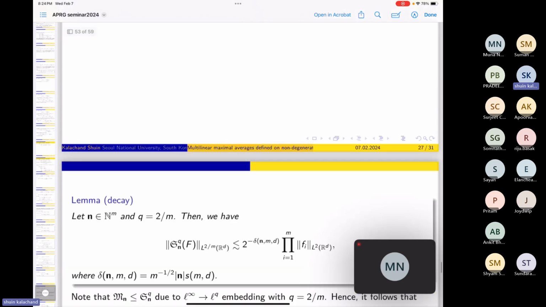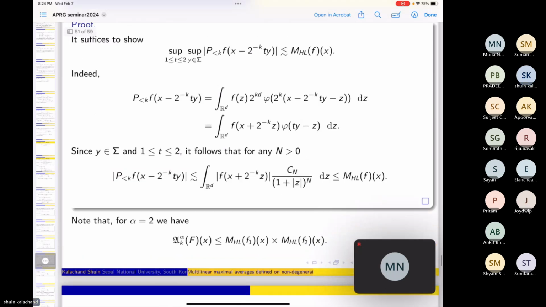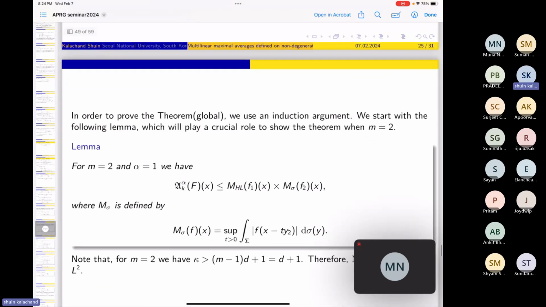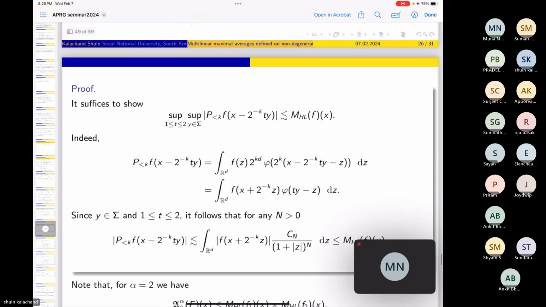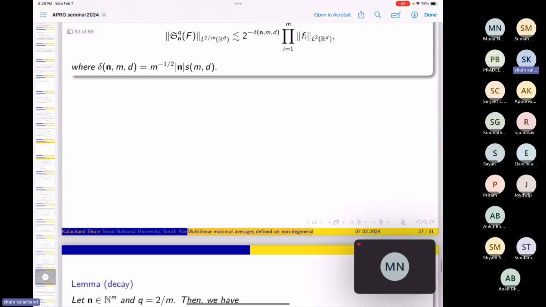And for all the operators A_alpha^k here, because when alpha is 2, A_alpha^k is dominated by a product of Hardy-Littlewood maximal functions. And when alpha is 1, we have this, and from here we also get the L2 to L1 estimate. So the m equals 2 case will be proved if we can just prove this lemma.